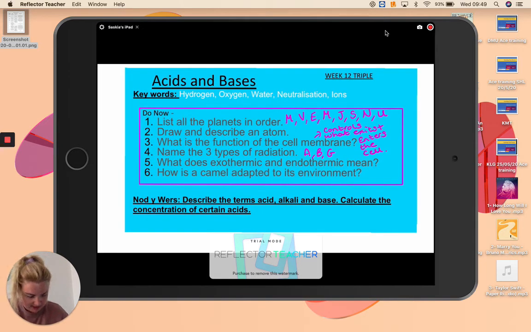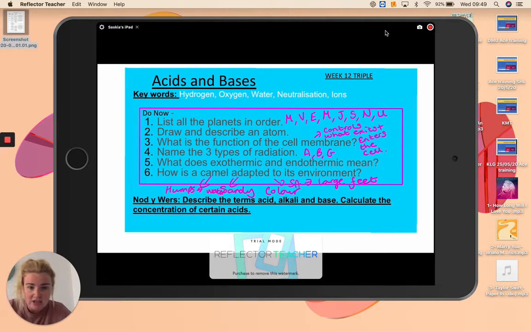How is a camel adapted to its environment? Okay, so a camel lives mainly in the desert. They have large feet, so surface area in terms of their large feet, to be able to walk on the sand. They're a sandy colour to be able to blend in, so their colouring is an adaptation, and also that they have humps so they can survive a long time because they've got access to water.